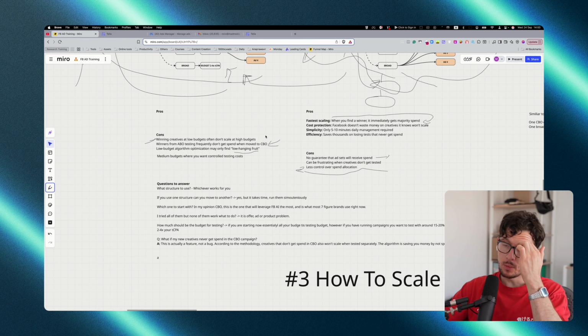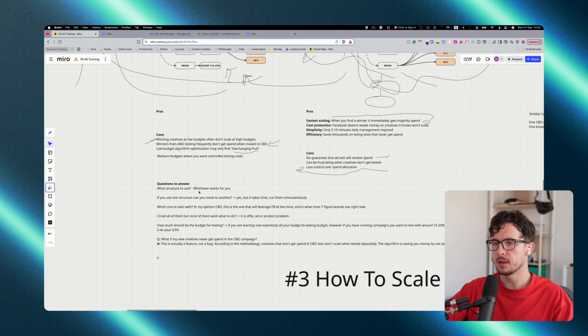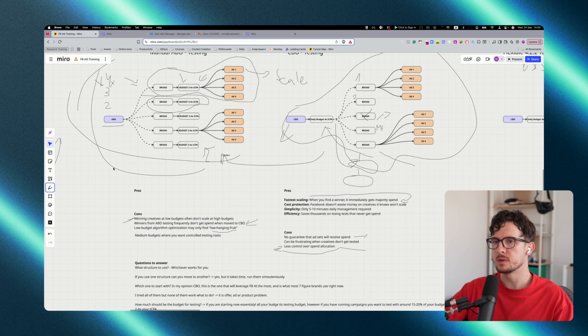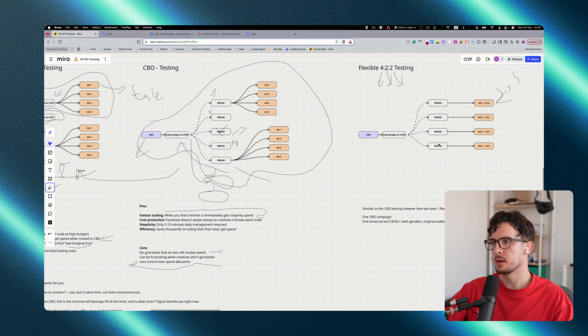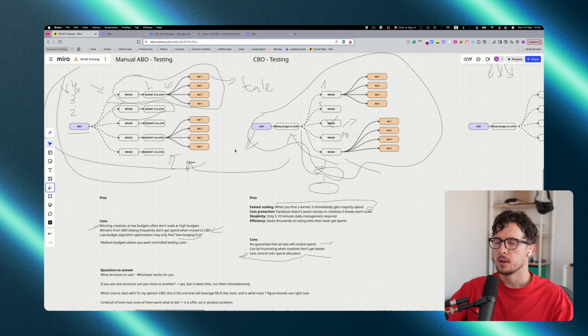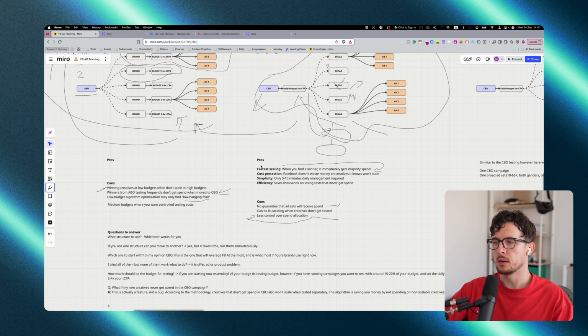Now, here are a few other questions that you might have and you want to cover now. So first, what structure to use? And the answer is whichever works for you. There isn't really an accurate answer. All of this can work on any budget, honestly. As I said, I like ABO and CBO. You may like 4-2-2. But you have to see which one works for you and which one is getting you good results in your ad account.